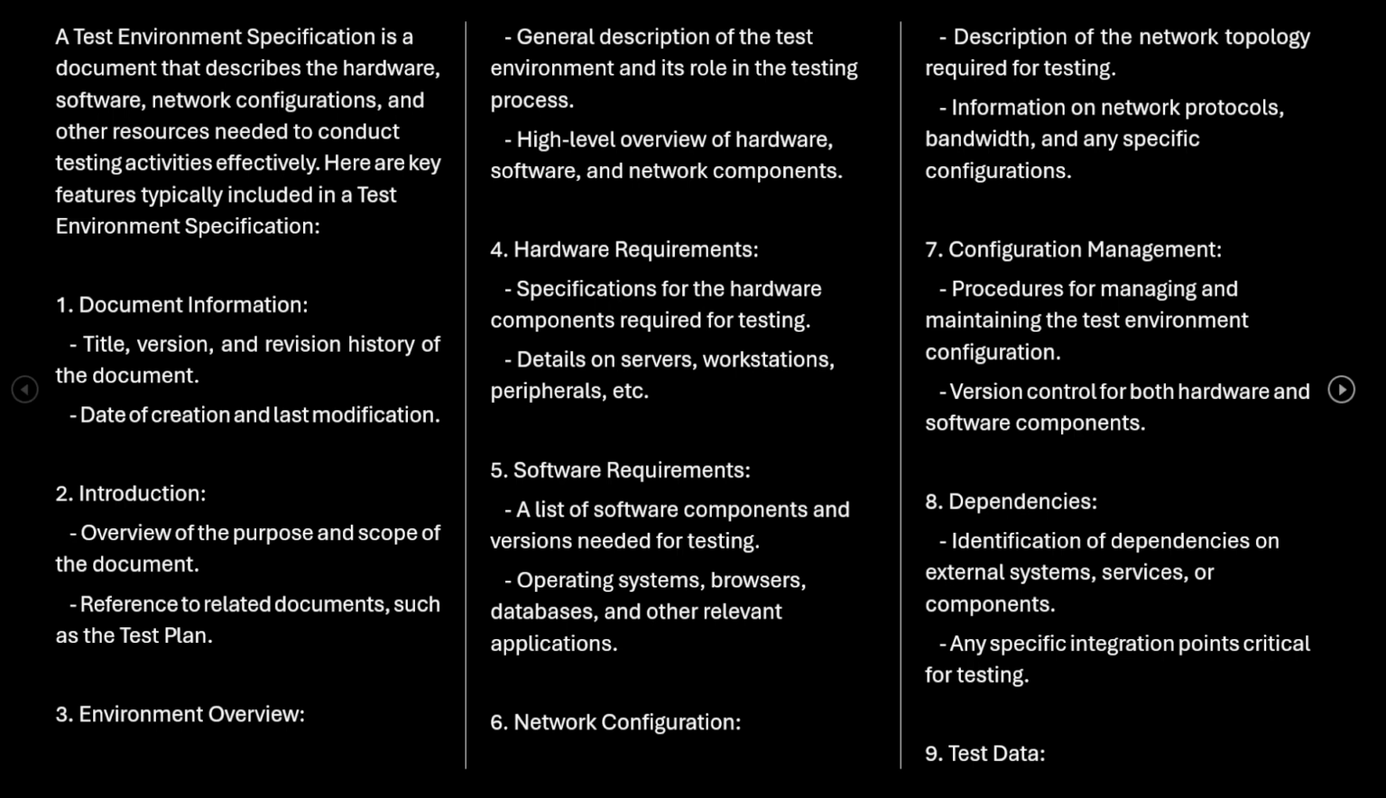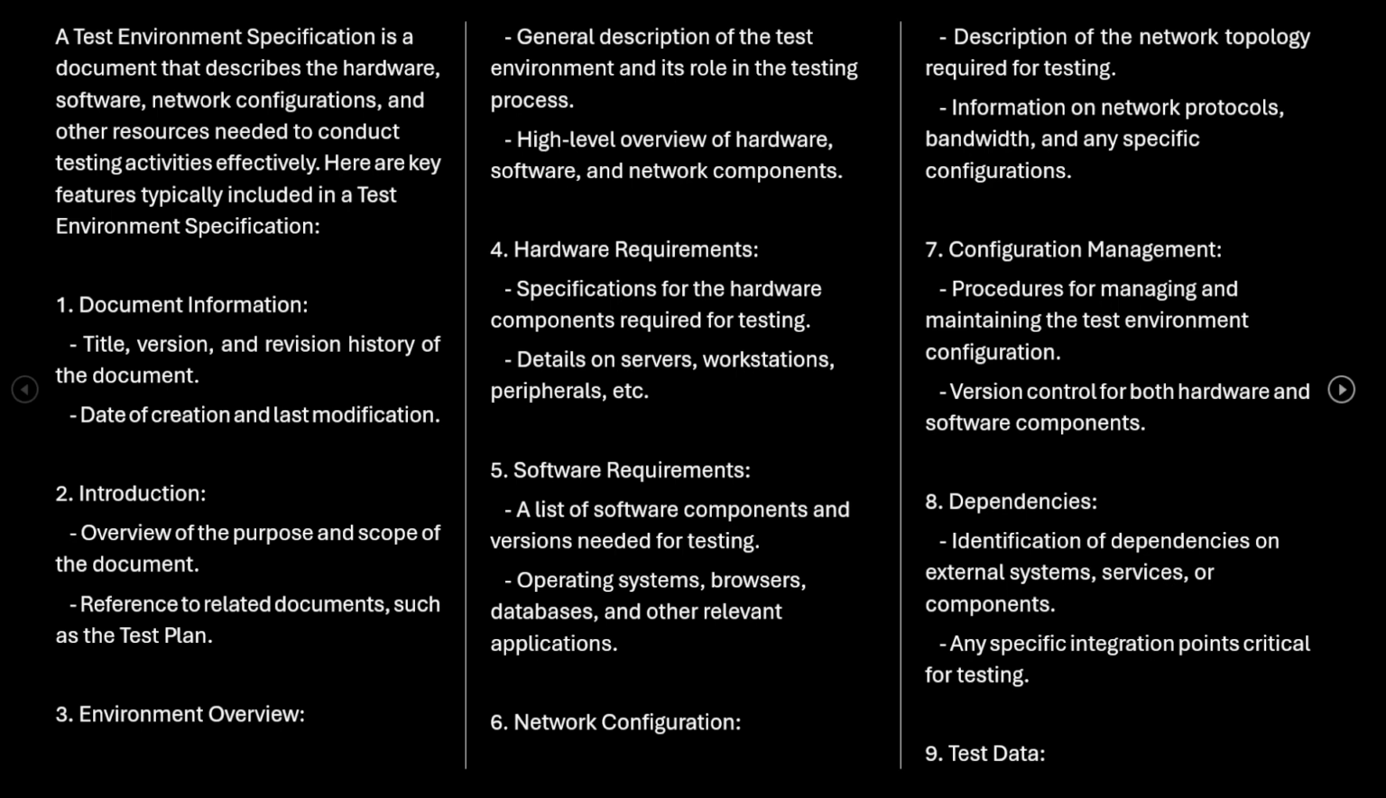Test Environment Specification is a document that describes the hardware, software, network configuration, and other resources needed to conduct testing activities effectively. Here are key features typically included in a test environment specification. Document information: title, version, and revision history of the document, date of creation and last modification.